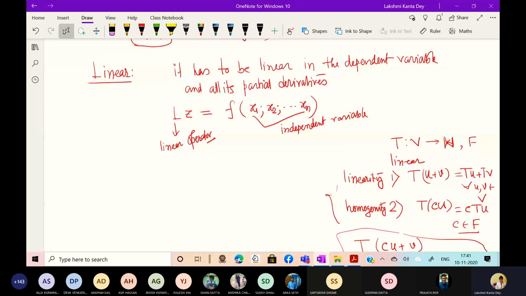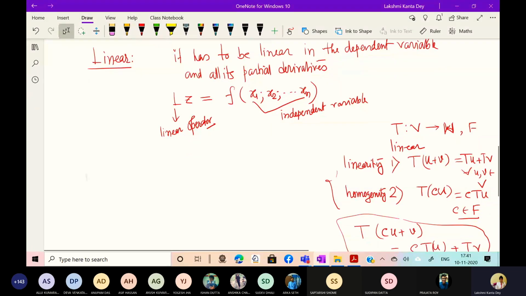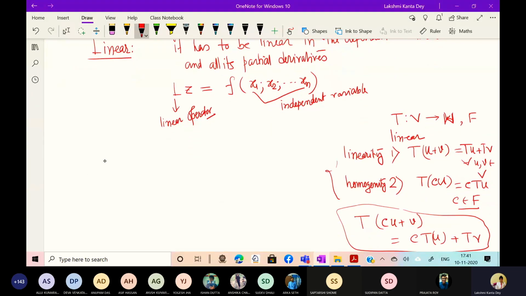So this is another definition. If your partial differential equation, where z is the dependent and x1, x2 up to xn are the independent variables, can be written as some linear operator L acting on z, which equals a function of only independent variables, then we can say the differential equation is linear. I will just give examples so you understand. First, I will check whether you understand it or not.